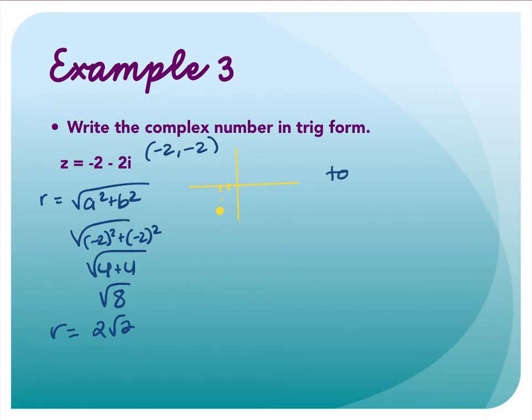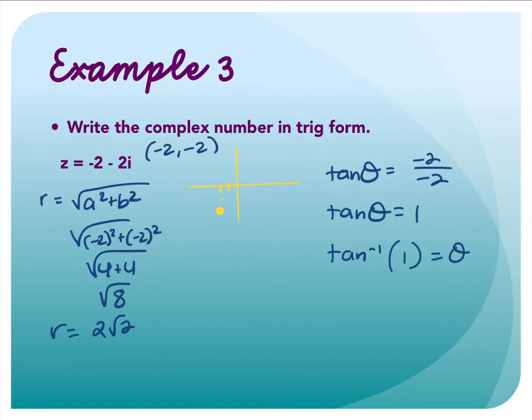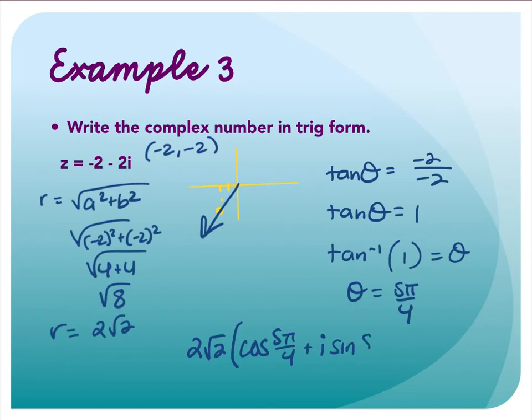Second part, tan of theta would equal -2 over -2, and from that I get what? +1, so I want to tan inverse of 1 to get theta. So if I was to look at my unit circle and I know I'm in the third quadrant already, which angle am I grabbing? 5 pi over 4. Theta would equal 5 pi over 4. And so my answer is the radius, 2 root 2, parentheses, cosine 5 pi over 4, plus i sine 5 pi over 4.